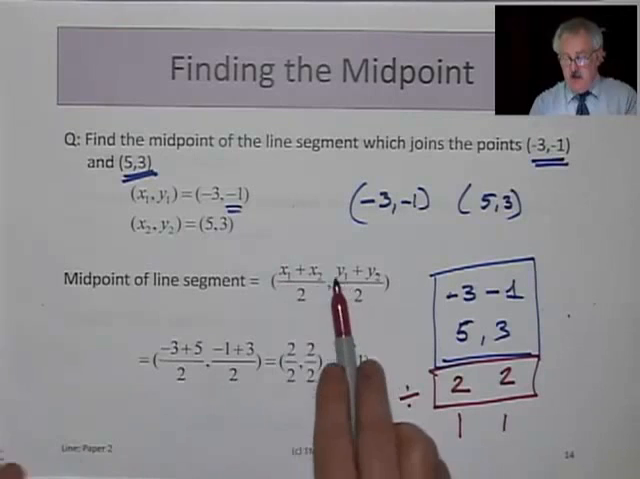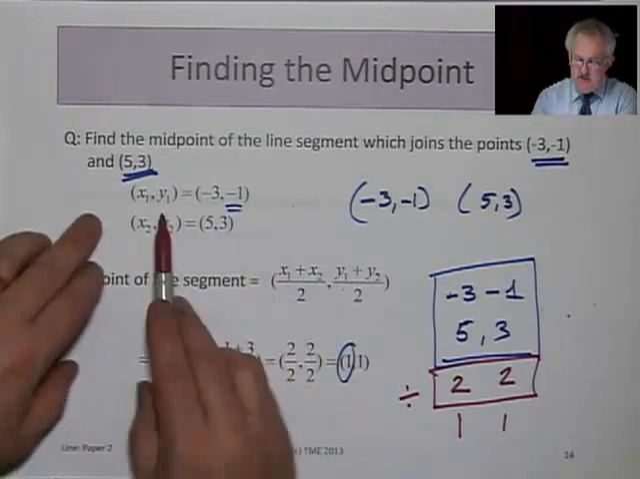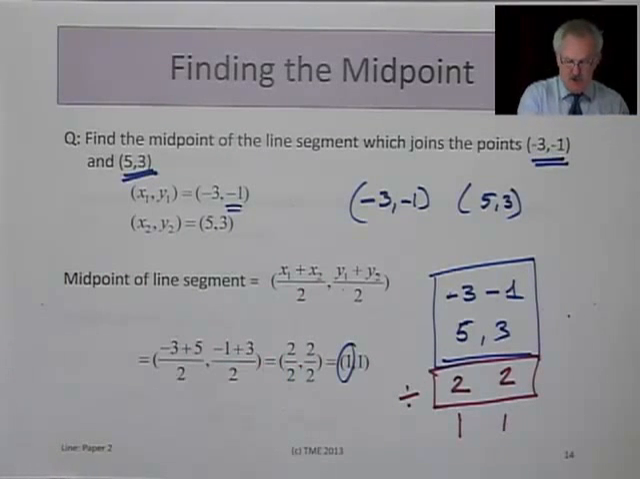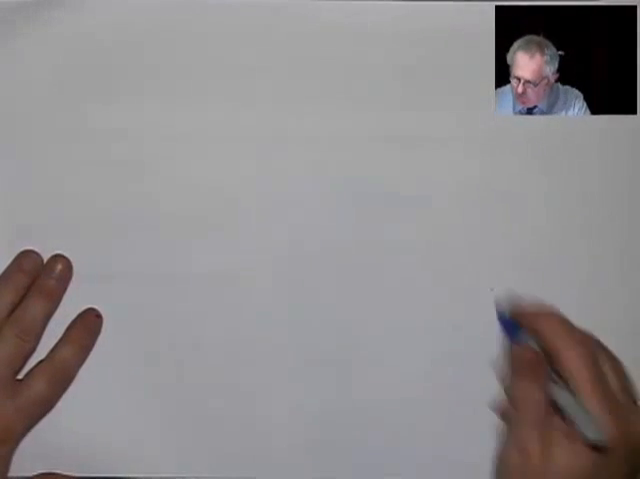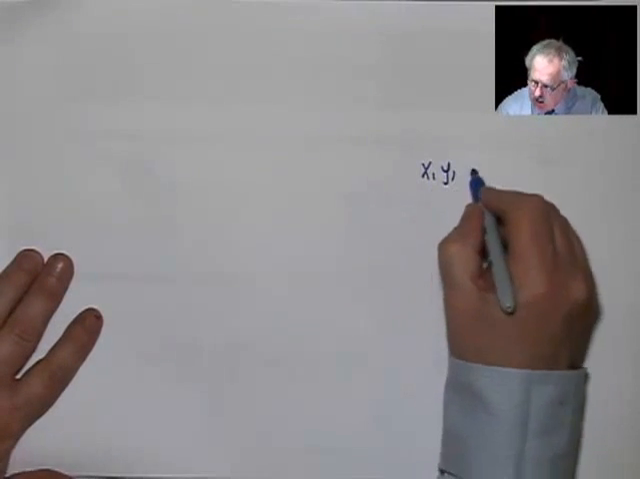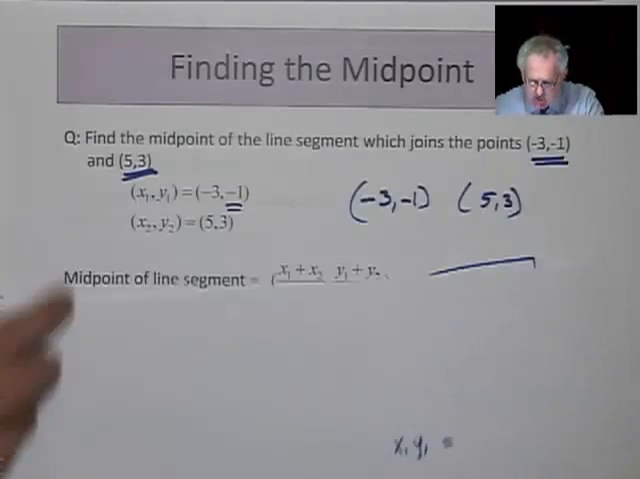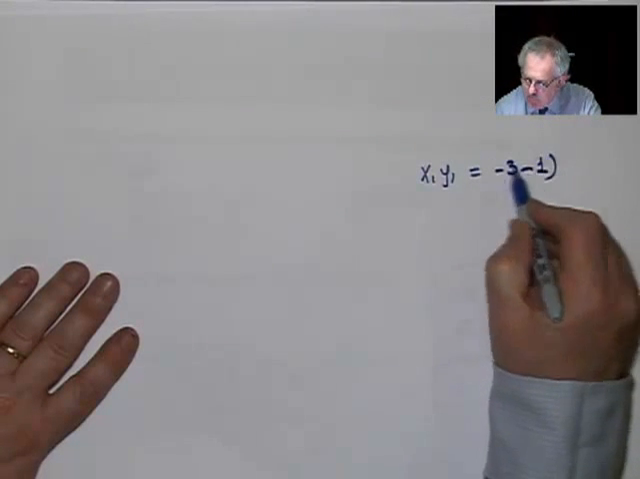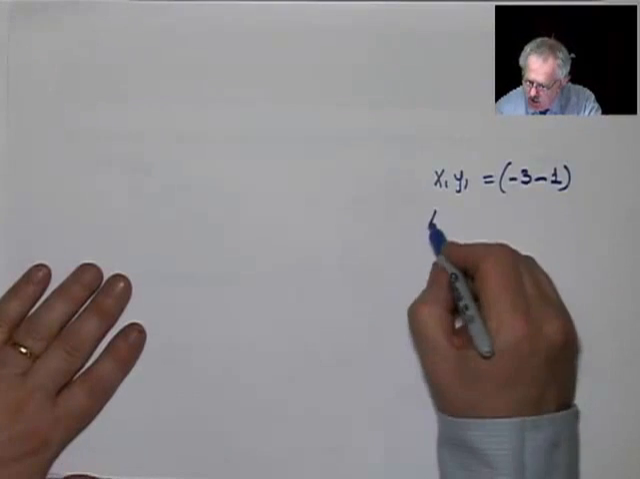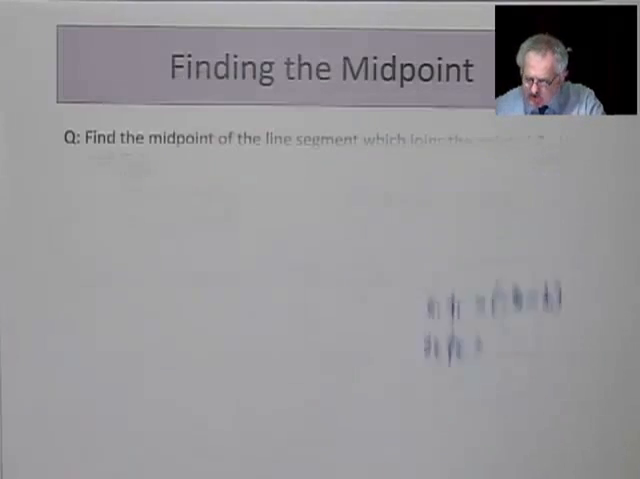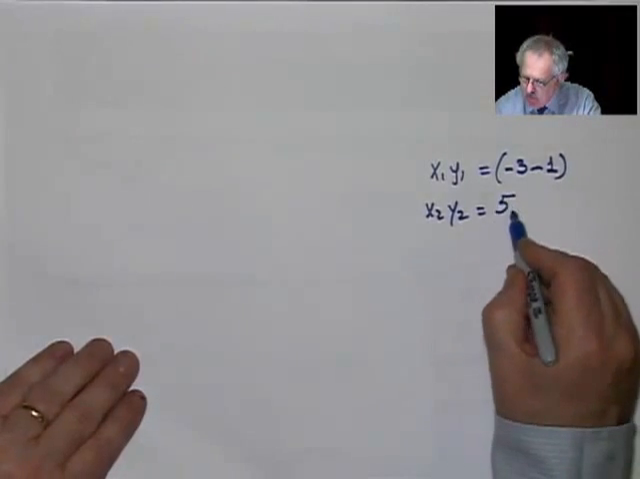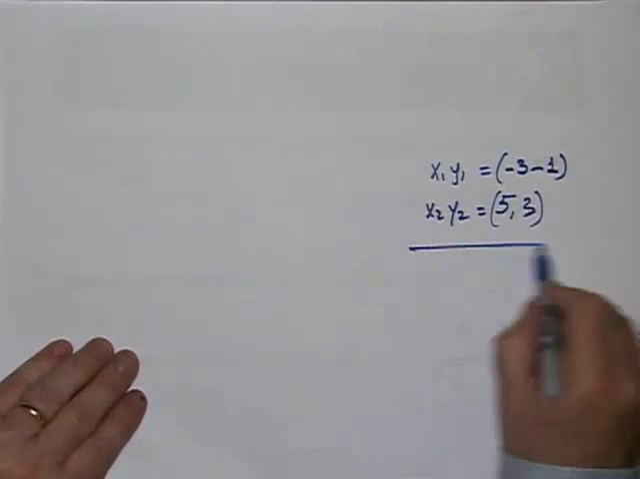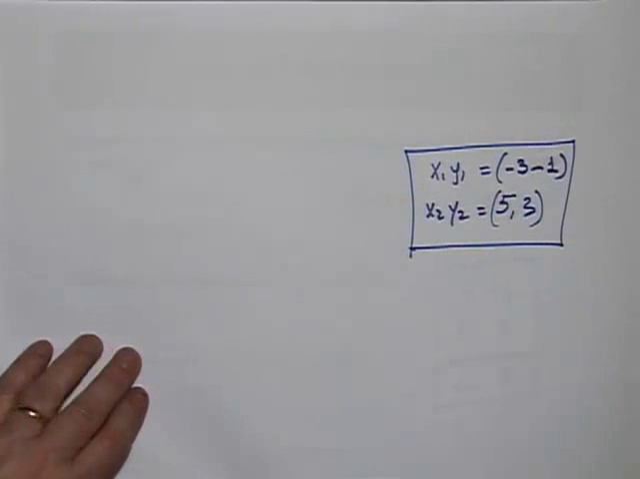Or you can do the formula, x1 plus x2. You say, okay, let's go into shutdown mode. And you say, I have a formula for this. x1, y1 is minus 3, minus 1. x2, y2 is 5, 3. And you draw the table like that and you say, that's the box.